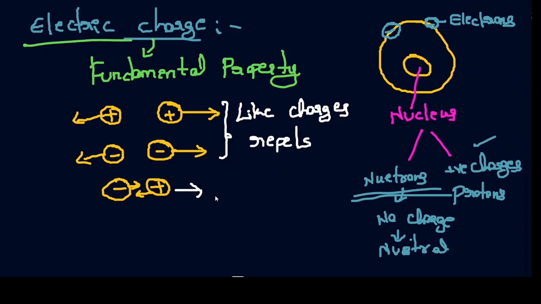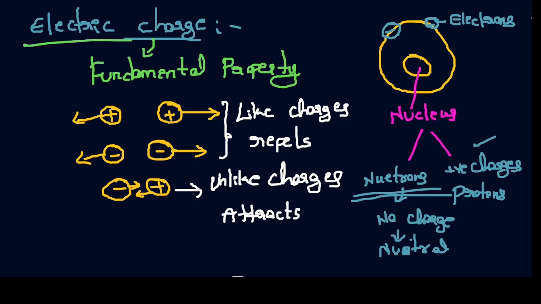Now, what about here? When I bring two unlike charges together, that means one positive charge and one negative charge, these two charges attract each other, right? So here I can say unlike charges attract. That's fine.